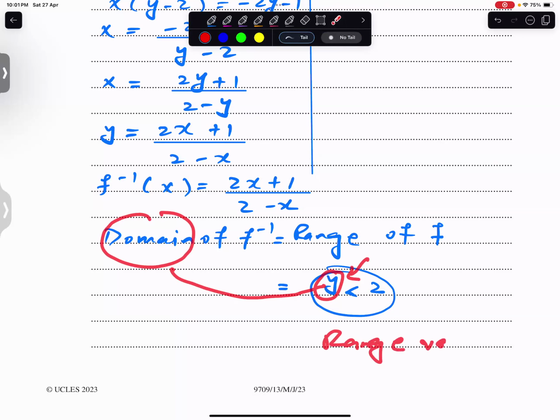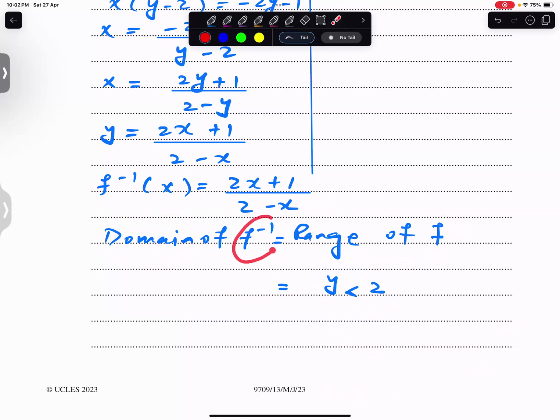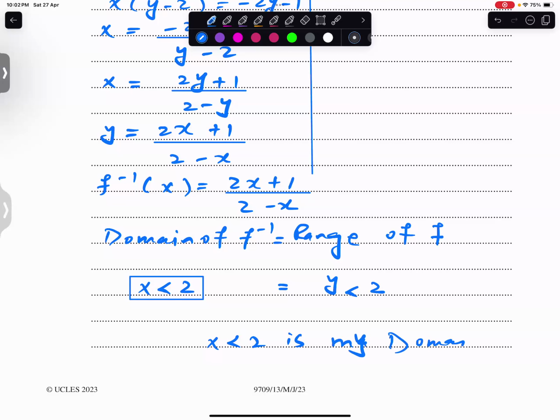Range variable is y, and domain variable is x. Remember that. So range of f was y less than 2. And if you want to write the domain of f inverse, it will be a similar thing, the range of f, but you have to change the variable. So that is x less than 2. So x less than 2 is my domain of f inverse.